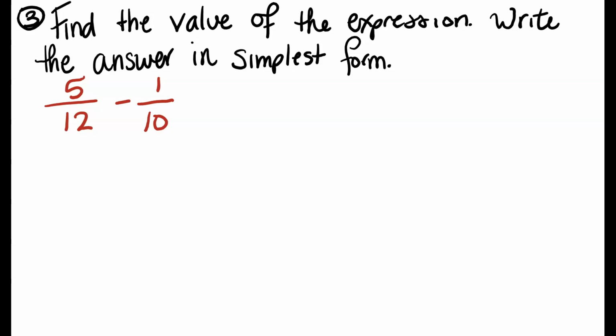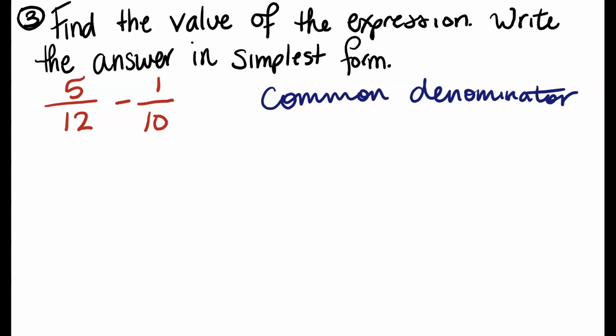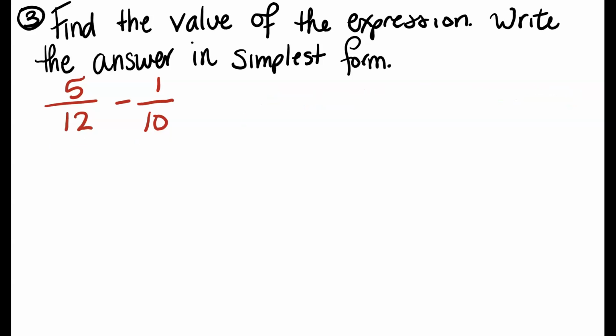One thing I know when I am subtracting, just like adding fractions, is I need them to have a common denominator. Currently, I don't have that. So I need to find the least common multiple between 12 and 10.